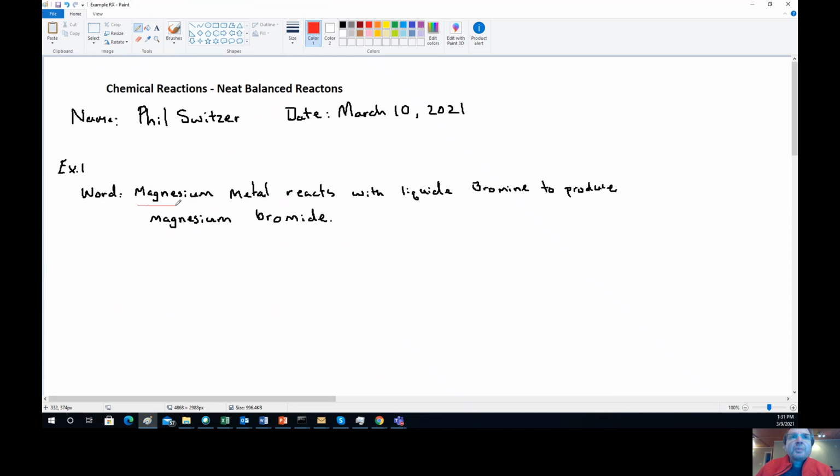What you're going to need to do, look on your periodic table and get the right way to write the symbol formula for magnesium. Well, it's a metal, so it's pretty straightforward. It's going to be monatomic. Bromine, I was just mentioning how to write that one. And then here's our product, definitely an ionic compound, right? So it's going to obviously be a solid, magnesium bromide.